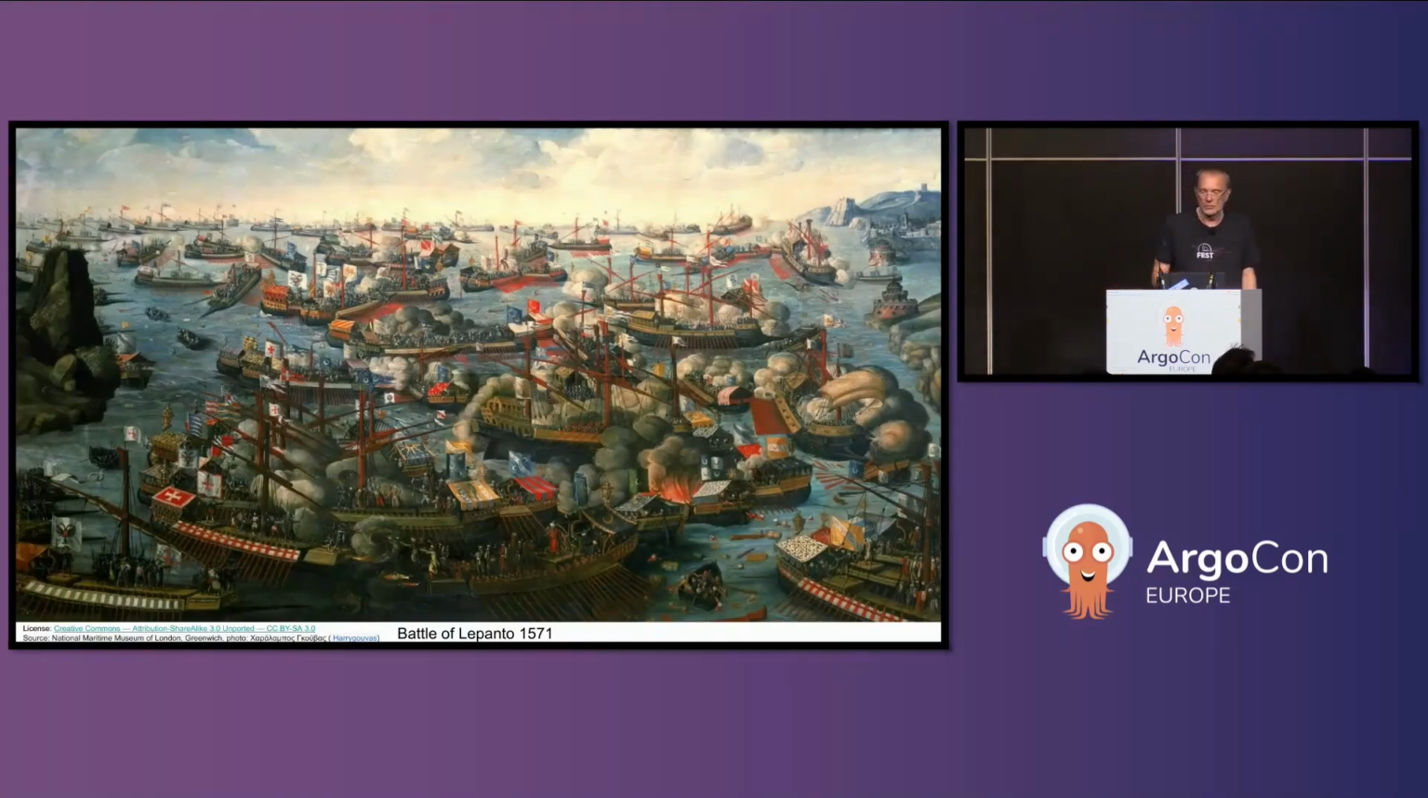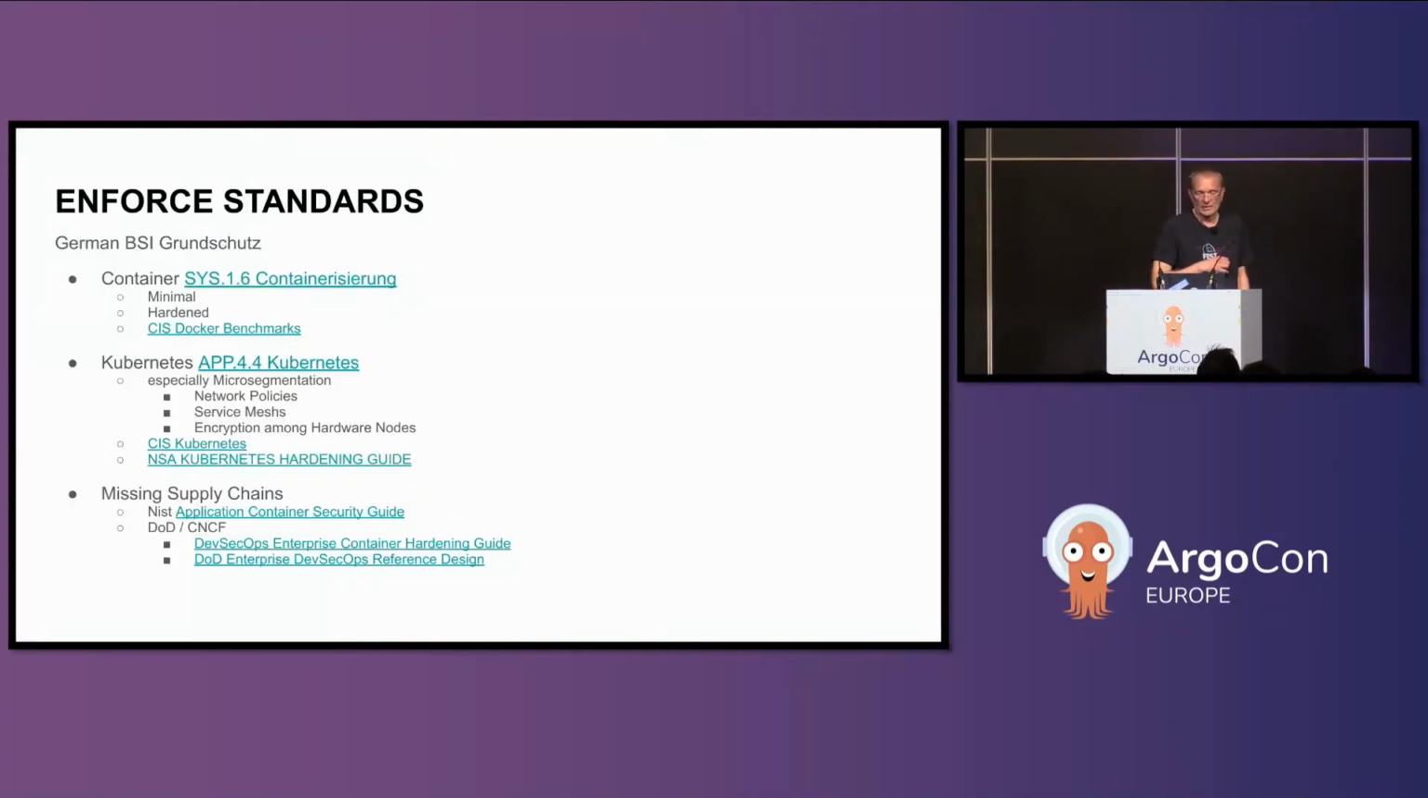There is no way of doing moats and walls in a sea battle. And we have this system here. So we have standards. For example, in Germany, we have this BSI Grundschutz about containerization, about Kubernetes, which is a subset of CIS and NSA demands. And what completely misses at the moment is some security for the supply chain.